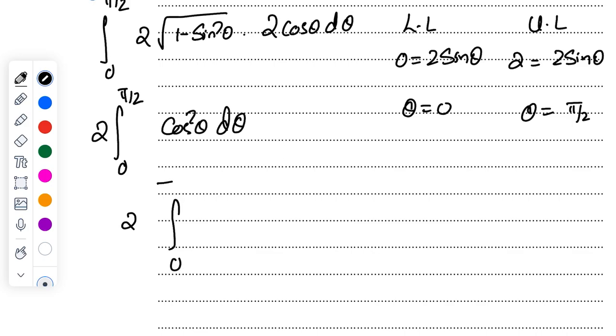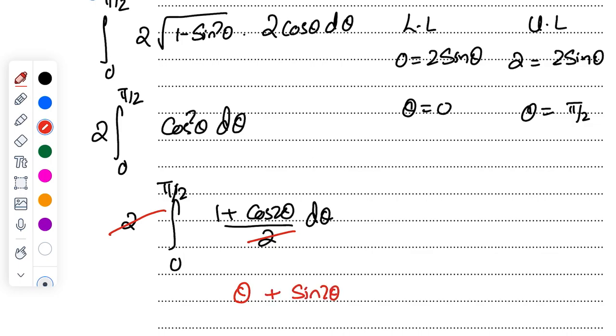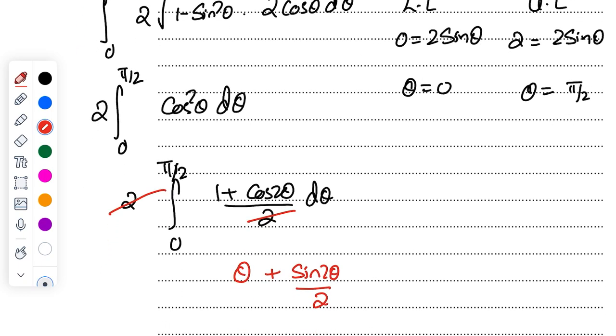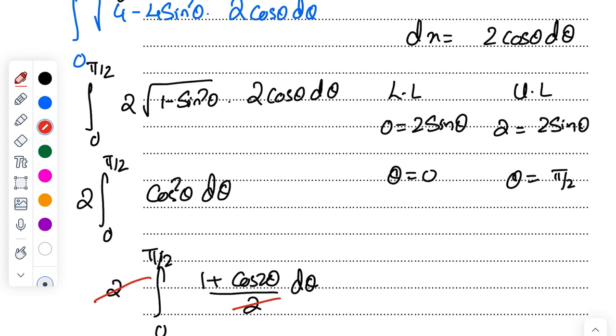So 2, 0 to pi upon 2, 1 plus cos 2 theta divided by 2 d theta. 2 and 2 get cancelled. 1 integral is theta. Cos 2 theta integral is sine 2 theta divided by 2. So my answer, see carefully over there, I got it out over here. This has 4, so one more 2 is left over. So my final answer is going to be 2 theta plus sine 2 theta from 0 to pi by 2.